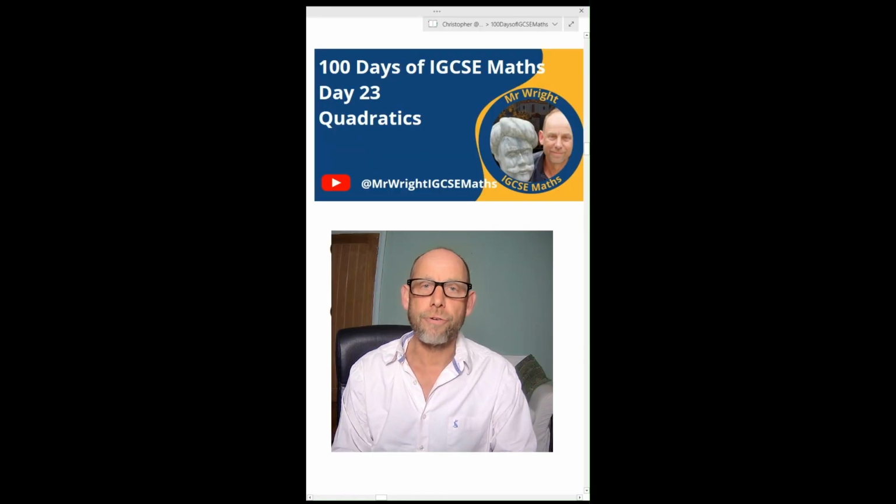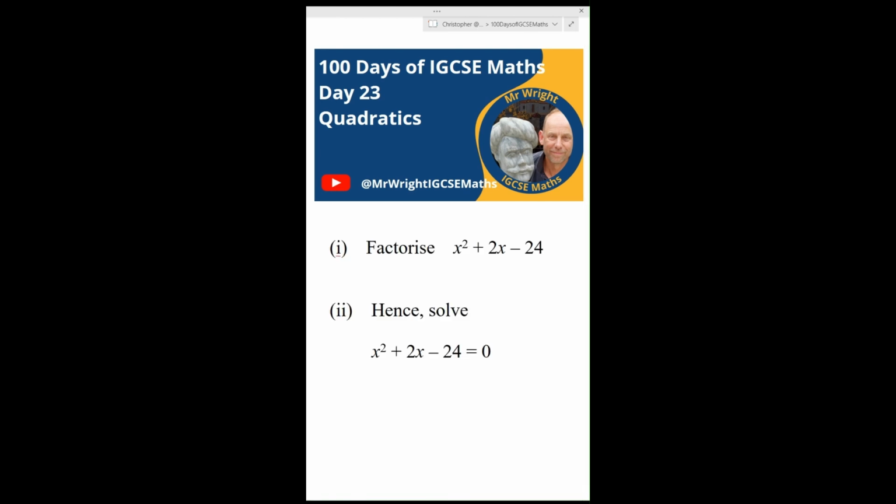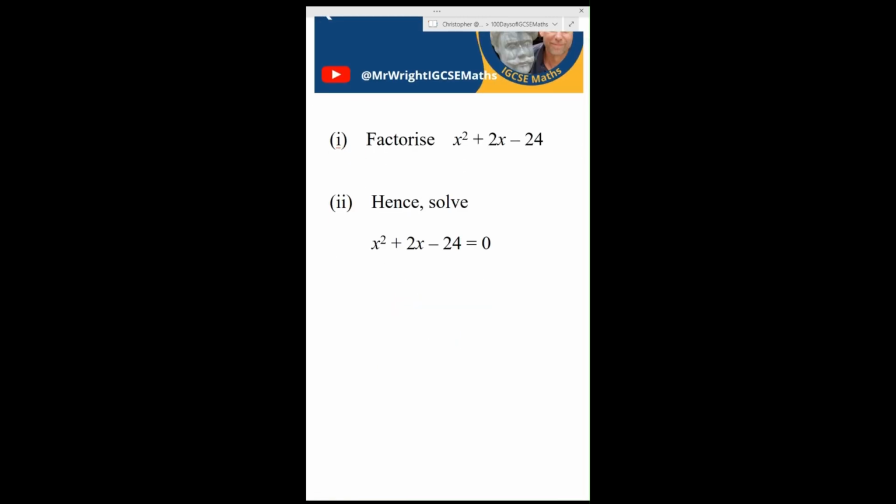It's day 23 of 100 days of IGCSE Maths Exam Questions. Pause now if you want to do the question before me. Okay, I've got to factorise this quadratic here. It's going to be x and x. One of them is going to be plus and one negative, because I've got a negative 24. It's going to be plus 6 and minus 4 to give me the plus 2x.